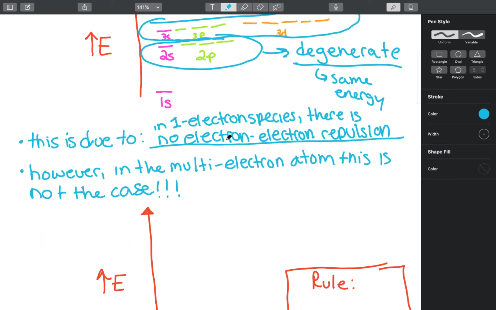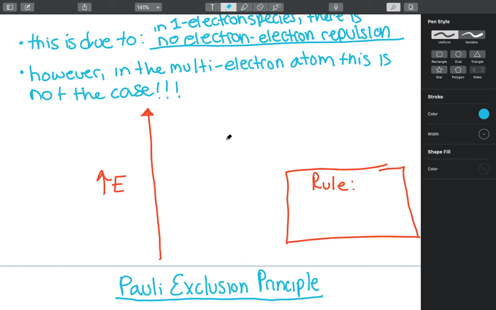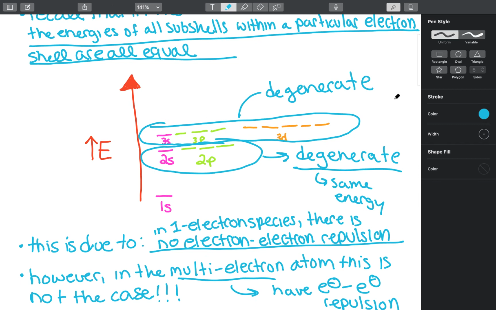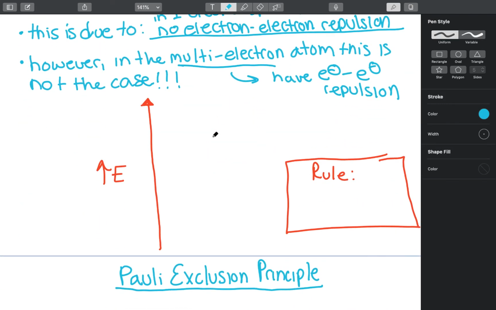So now let's look at the multi-electron atom. In the multi-electron atom, you have electrons, so this means electron repulsion. So you have electron repulsion in multi-electron atoms. So the fact that all subshells within a particular energy level are degenerate does not apply to multi-electron atoms. So how would a multi-electron atom energy diagram look?